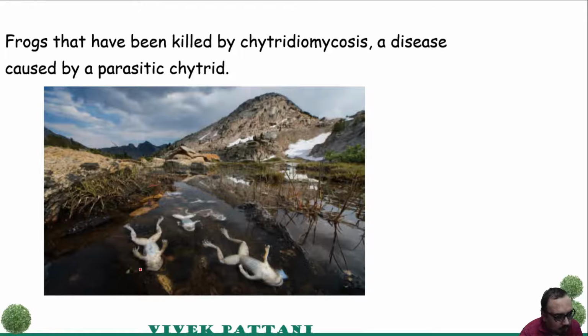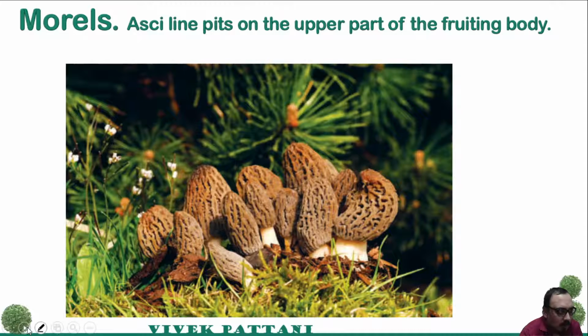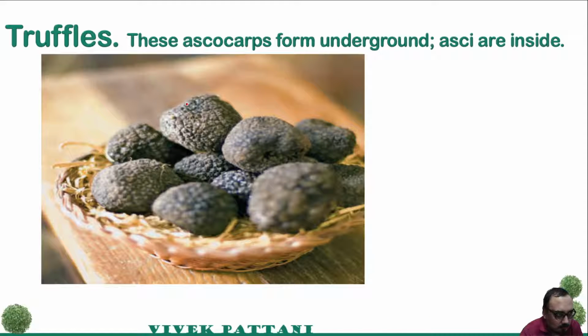You can see some dead frogs here, which were killed by a parasitic chytrid. And morels, you may not have seen a photograph of morels. They belong to the group ascomycetes, and the ascus feeds on the upper part of the fruiting body. This one is a photograph of a morel. Now come the truffles, and these are the ascocarps.